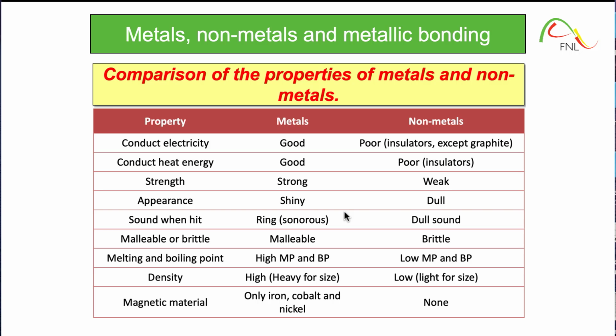What is really useful is to have a comparative table. Now in this one here we're comparing the properties of metals and non-metals. I'm not going to read through it all, but you can see the properties include conduct electricity, metals are good, non-metals are poor. Conduct heat energy, metals are good, and so on. Okay, and it comes right down here to magnetic materials. Only iron, cobalt and nickel are magnetic, no non-metals are magnetic. So it's a really useful table here to learn, to revise, so you can compare metals and non-metal properties.